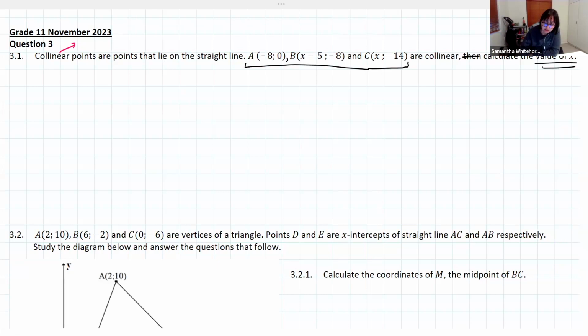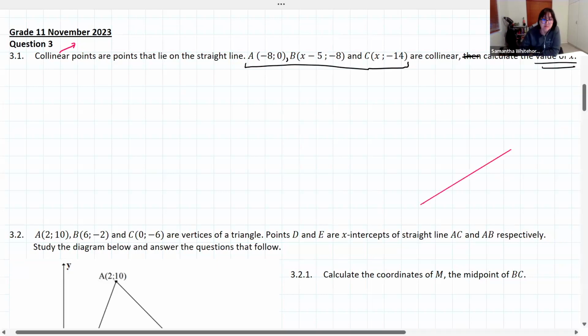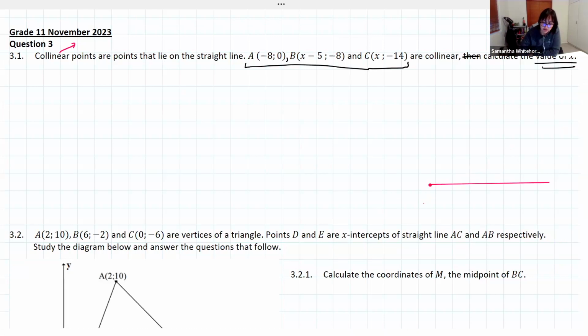I really struggled to draw anything in the last lesson. So this is, let's not even draw a diagonal. This is not in any way accurate. Please just bear that in mind.